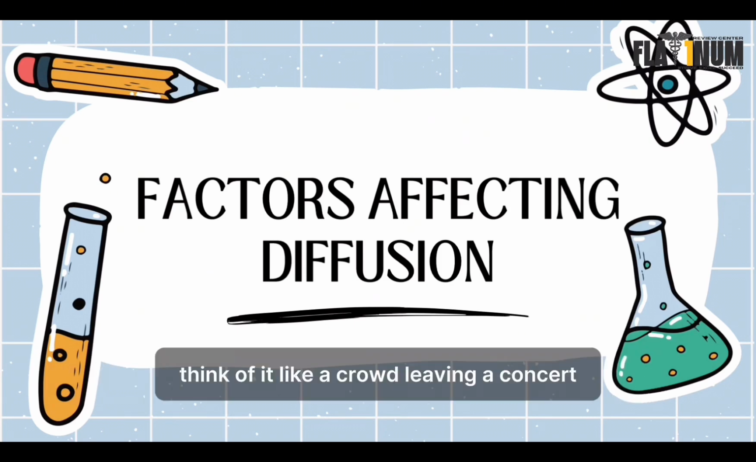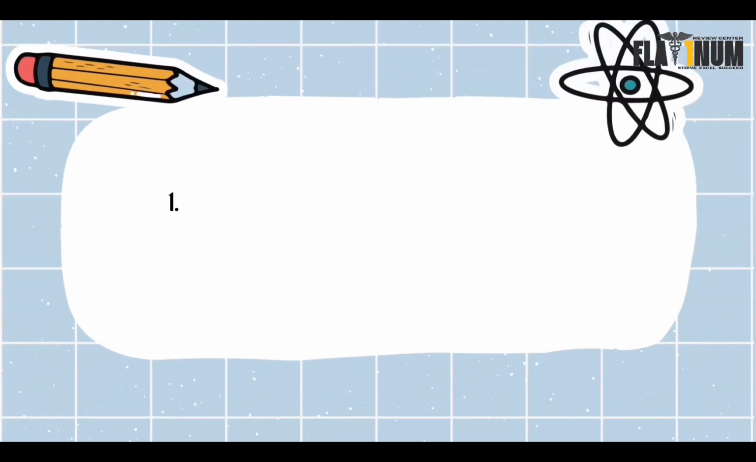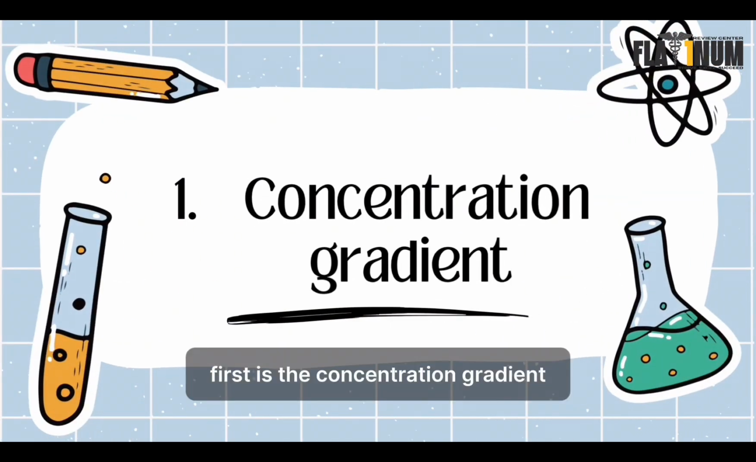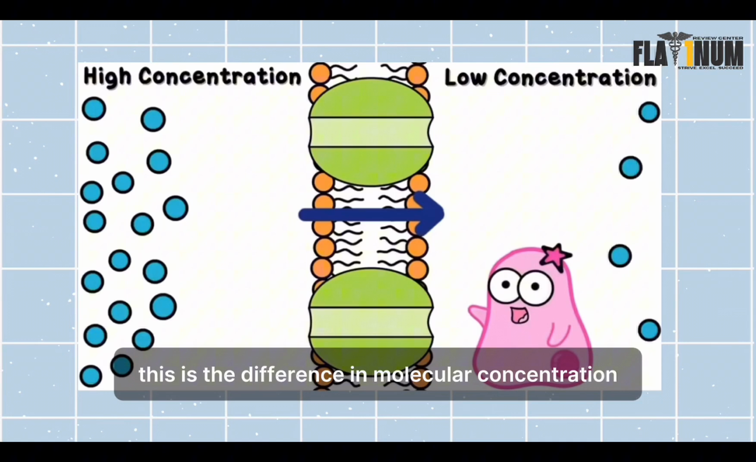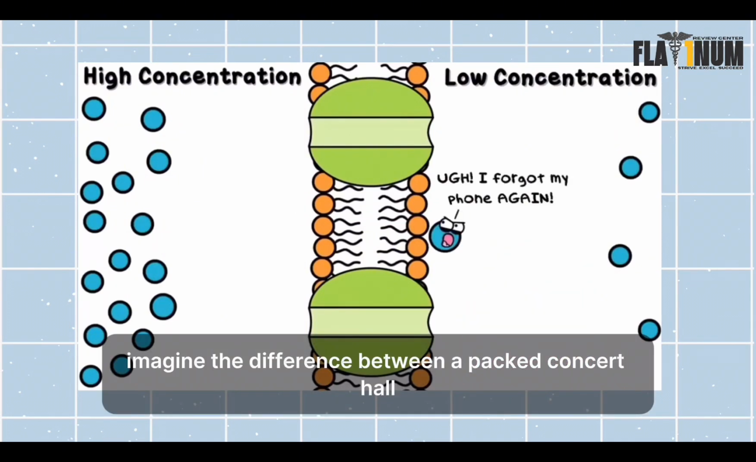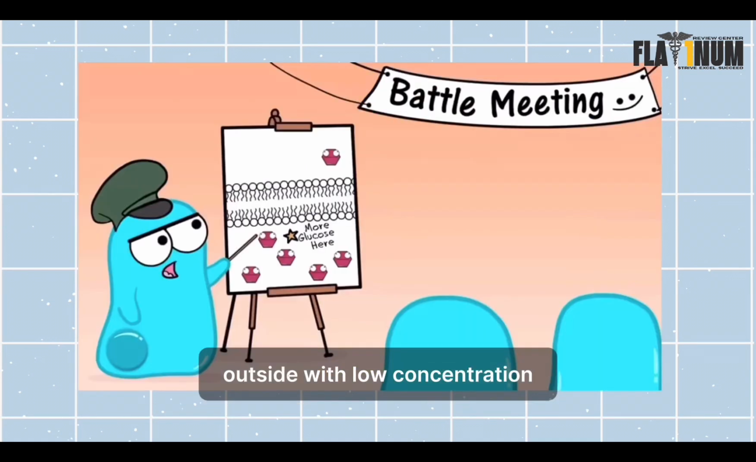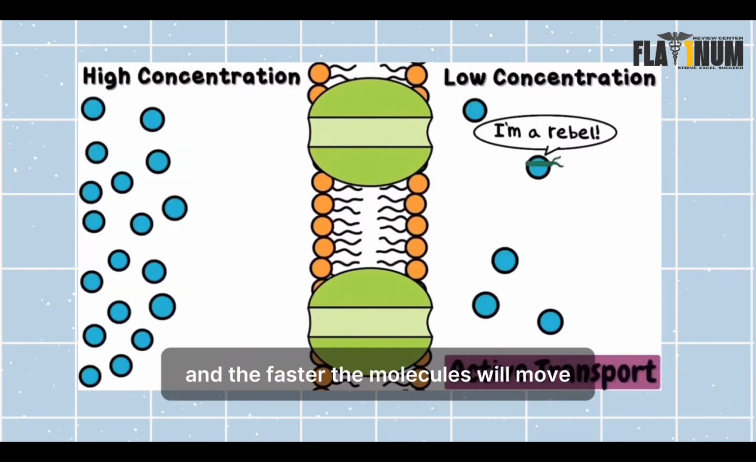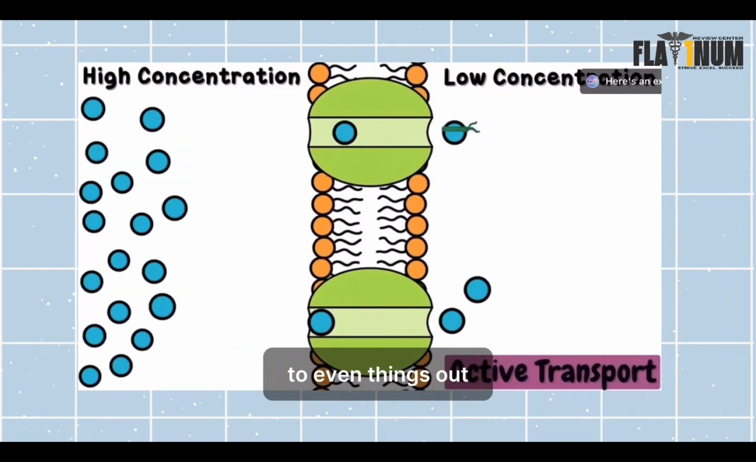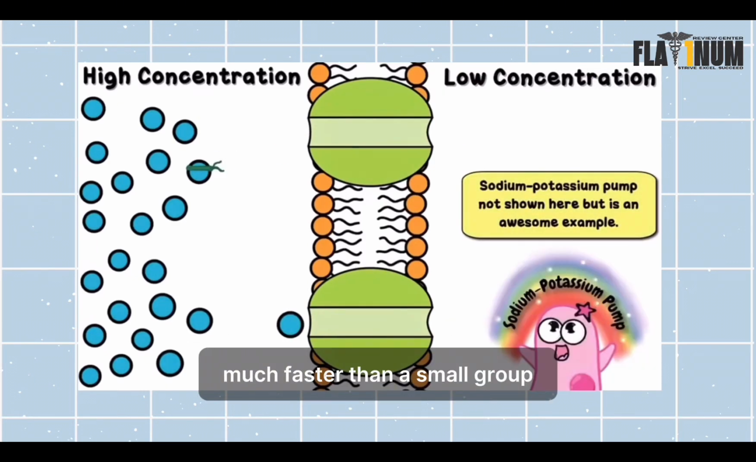membranes. Think of it like a crowd leaving a concert. The speed of the flow depends on several factors. First is the concentration gradient. This is the difference in molecule concentration between two areas. Imagine the difference between a packed concert hall with high concentration and the mostly empty street outside with low concentration. The bigger the difference, the steeper the gradient, and the faster the molecules will move to even things out. A huge crowd will rush out much faster than a small group.